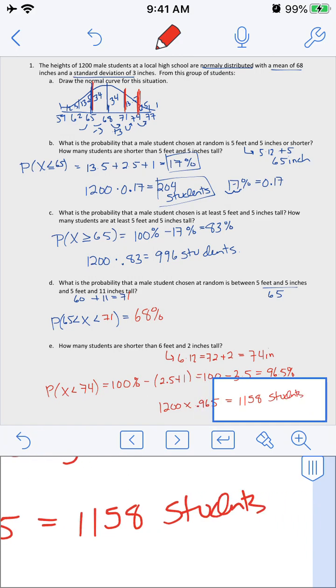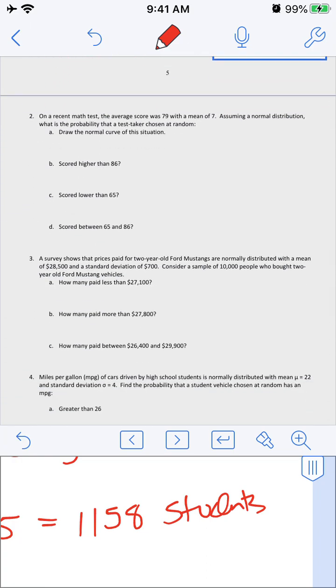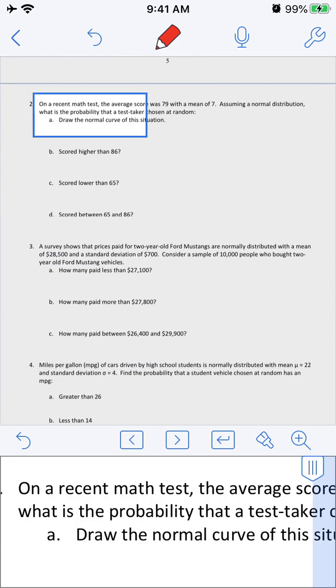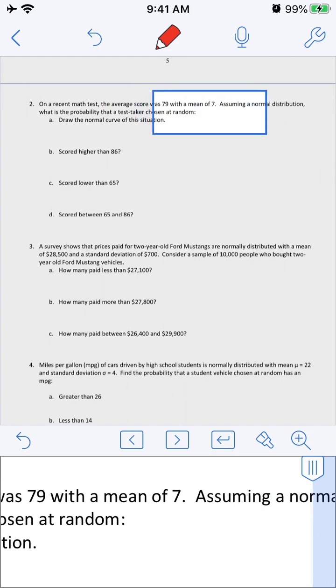All right, cool. So that's all the things you can kind of see out of a normal curve. Let's go ahead and jump over to a different situation now. On a recent math test, the average score was 79 with a mean of 7. That's totally a typo. The average was 79. The standard deviation was 7. Sorry about that. Assuming a normal distribution, what is the probability that a test taker chosen at random scored higher than 86? First, draw the normal curve.